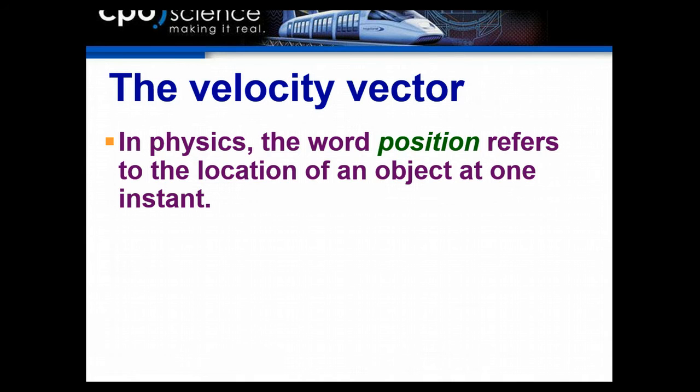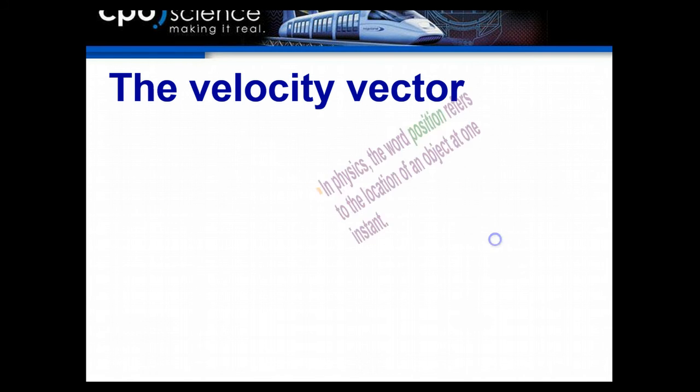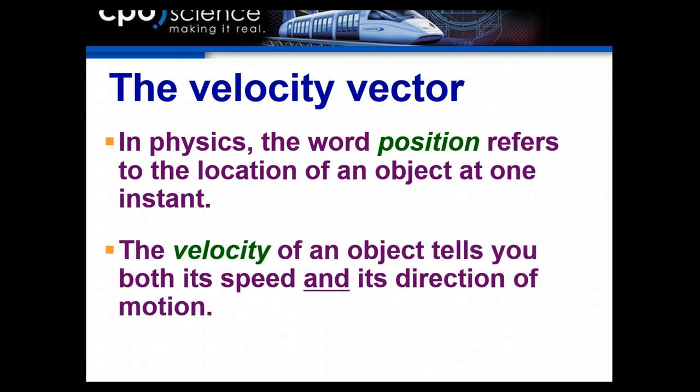Okay, so now that we talked about speed, we need to talk about velocity. And before we can do that, we need to talk about the word position. It's going to refer to the location of an object at any given time, at that specific instant. And the velocity of an object is going to tell you both its speed and its direction of motion.